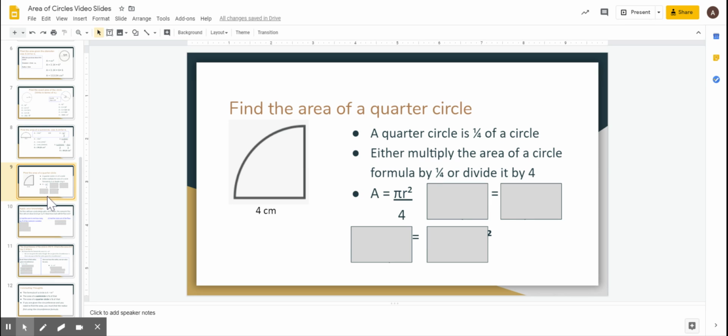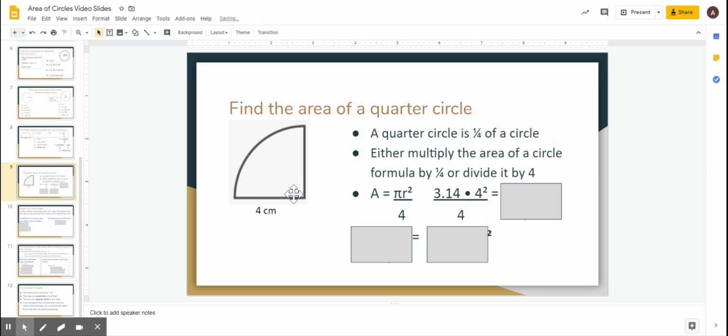In our next example, we have find the area of a quarter circle, which if you can remember, a quarter circle is 1/4 of a circle. So again, you either multiply the area formula by 1/4, or you divide it by 4. So I'm going to just go ahead and do the dividing by 4. So area equals pi r squared divided by 4.